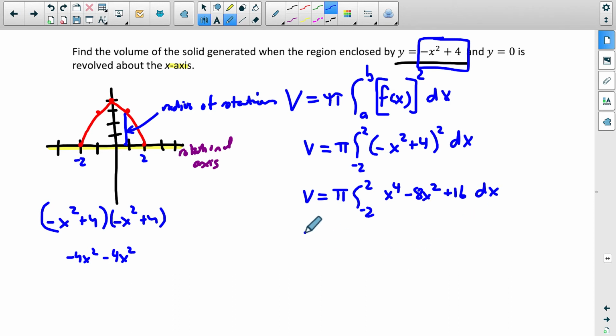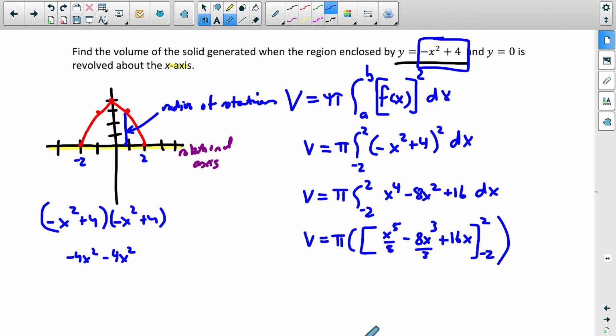Let's integrate. V equals pi. We've got x to the 5th over 5, minus 8x cubed over 3, plus 16x. And we need to look at this from negative 2 to 2. And then we'll multiply by pi at the end. I wish I had more room. Pi. Okay, we're going to start by plugging 2 in here.